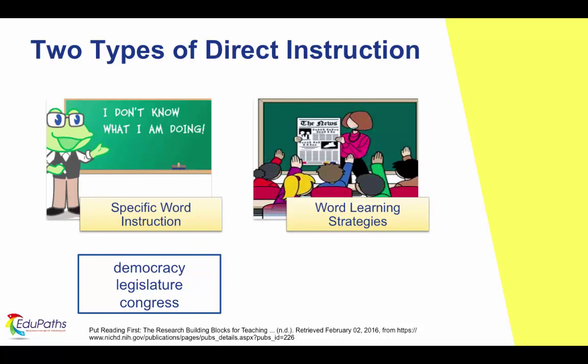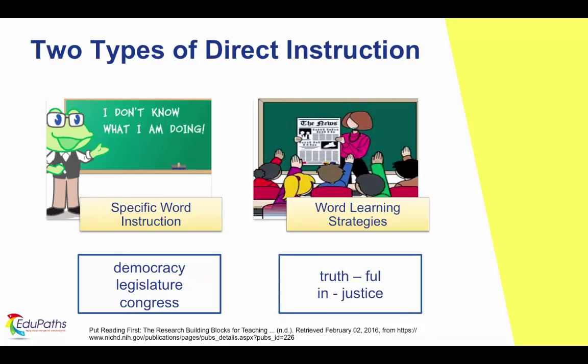When you're using word learning strategies, you might teach students about the concept of root words and prefixes and suffixes as a way to figure out unknown words such as truthful or injustice.